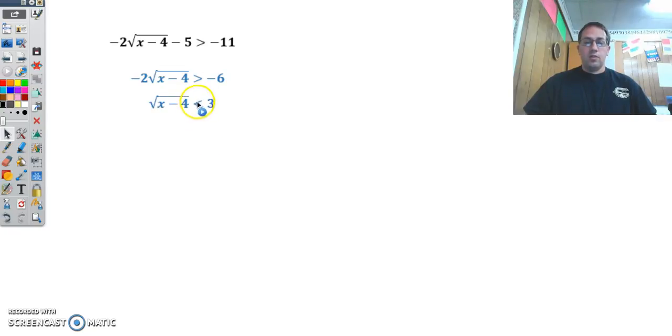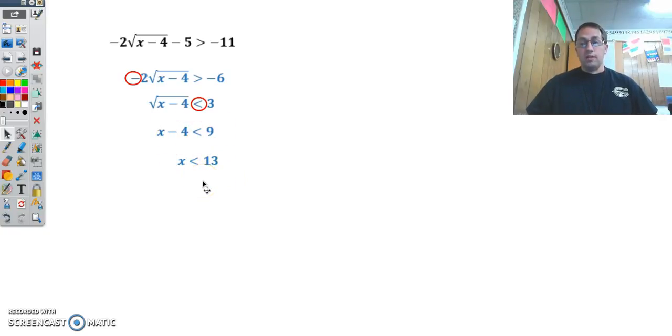And notice what happens here. Our inequality sign flips, because remember, if you divide by a negative, you flip that inequality sign. So that still comes into play. Just because it's a radical doesn't mean that we forget everything we've learned before. Then we square both sides. So that gives us x minus 4 is less than 9. And so add 4, and we have x is less than 13.